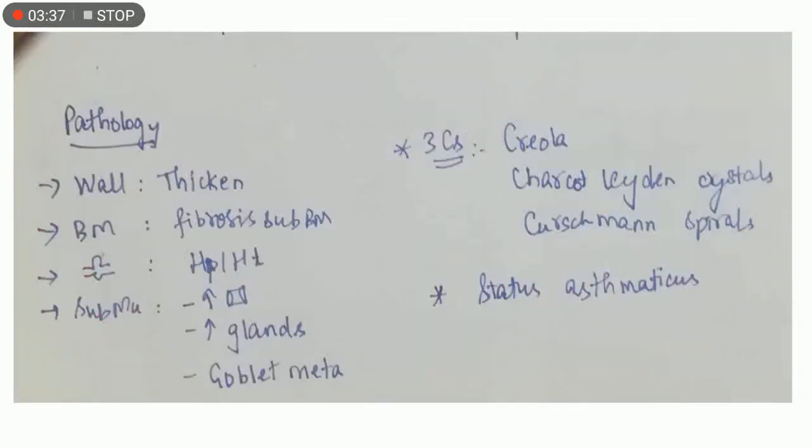And the pathology, so grossly, there's wall thickening, and the basement membrane undergoes fibrosis in the sub-basement membrane layer. And the muscles. So in the submucosa, the vascularity, the glands, the goblet metaplasia occurs. Everything will become high. And three C's which are typical for asthma are Curschmann spirals, Charcot-Leyden crystals, and Creola bodies. They are technically the epithelial cells along with eosinophils. Status asthmaticus is acute severe asthma.